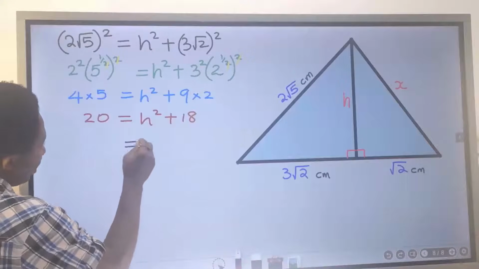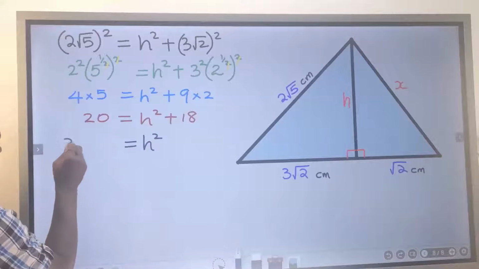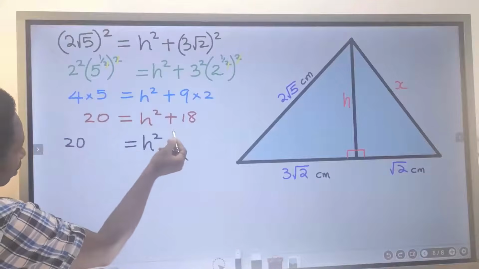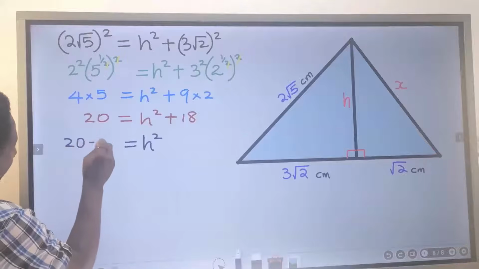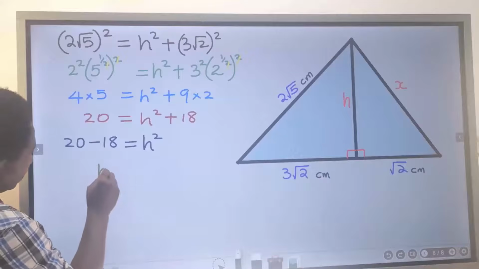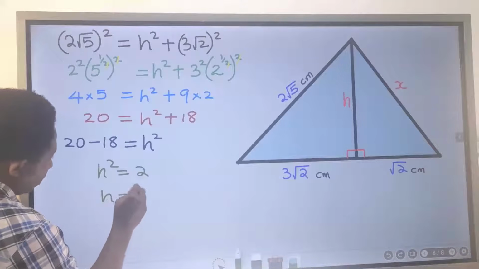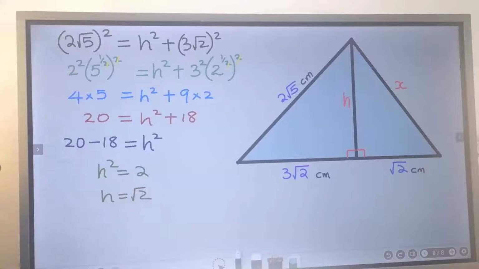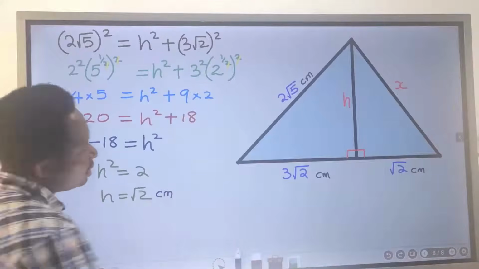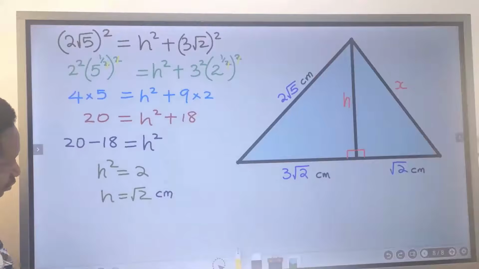Next, I'm looking for h. H squared will be here. On this side, I have 20. 18 will move across. Because it is plus, on the other side it is going to be minus 18. Next, h squared is 2. H is the square root of 2. And the unit is in centimeters. We have obtained the value of this height, which is the square root of 2.